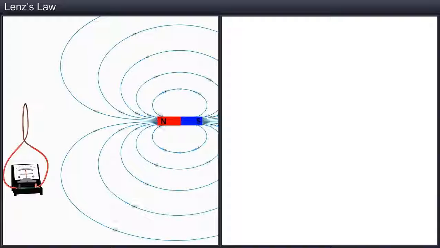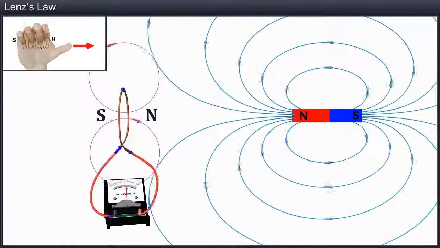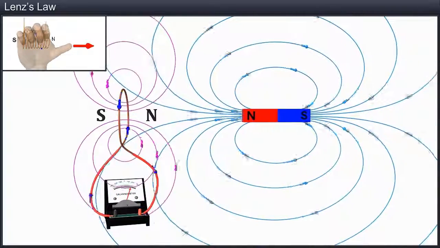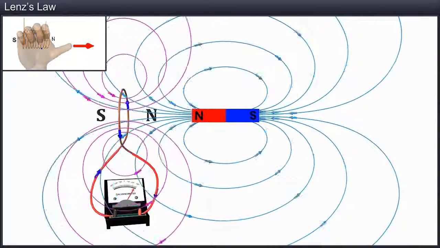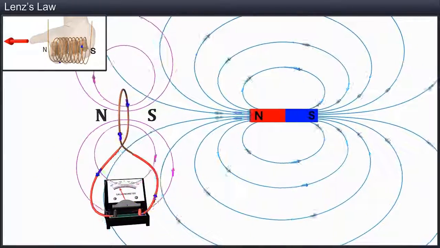The magnitude of the induced EMF is given by Faraday's law, which is E equals minus d phi B divided by dt, where E is the induced EMF in the coil and phi B is the magnetic flux. The negative sign in this equation represents the effect as stated in Lenz's law. Let us look at Faraday's experiments and apply Lenz's law to them to identify the polarity of the induced EMF and the direction of induced current in the coil.